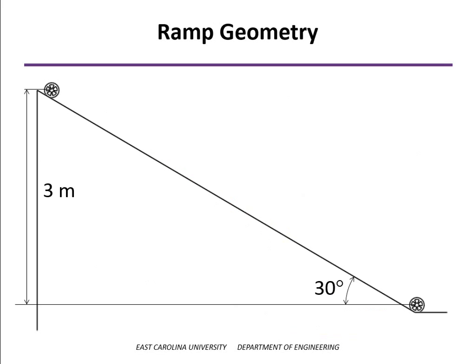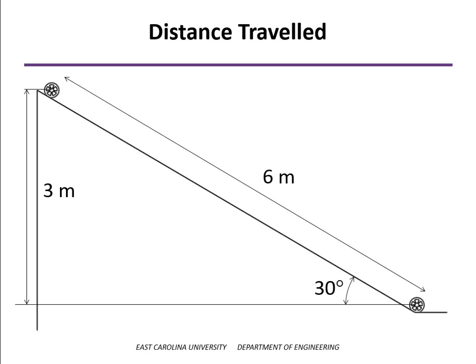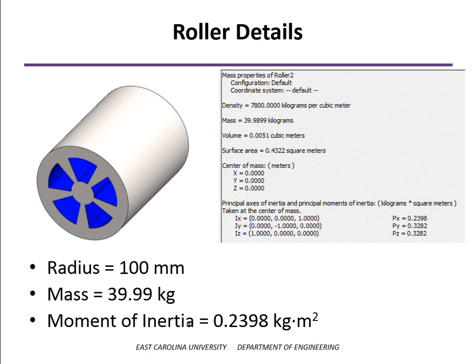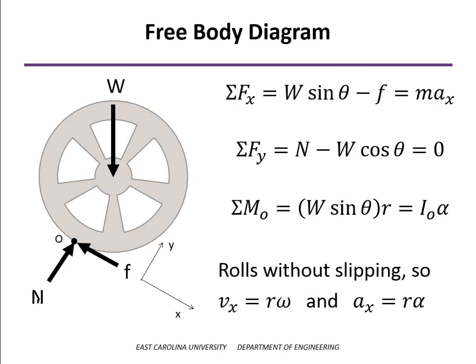Well, here's the ramp geometry. It's a 30-degree angle. The roller will drop 3 meters as it goes down this 30-degree slope, which means it'll end up traveling a total of 6 meters from the top to the bottom. The roller details we looked at last time. We used SolidWorks to calculate both the mass and the mass moment of inertia, since we have a relatively complex shape. And we drew a free body diagram.